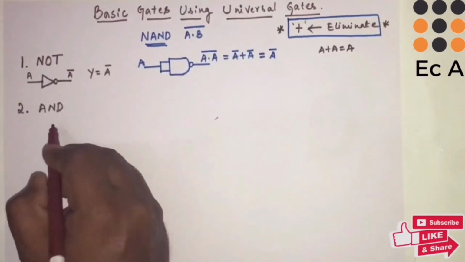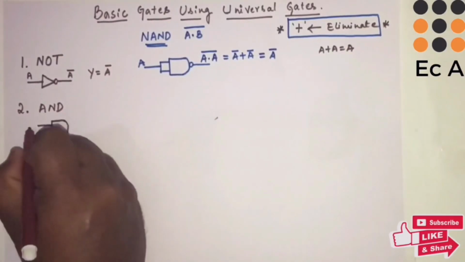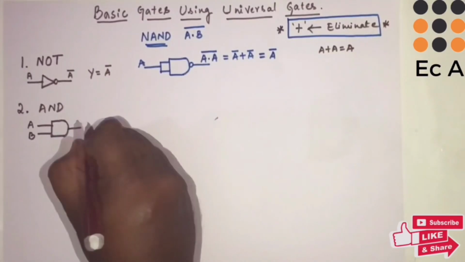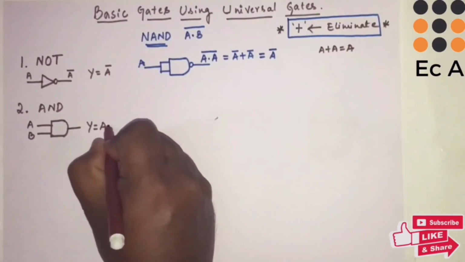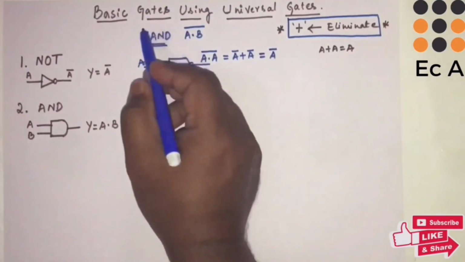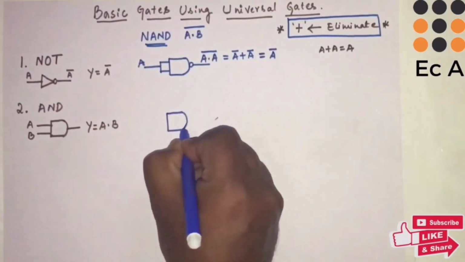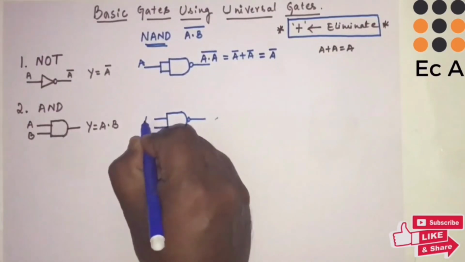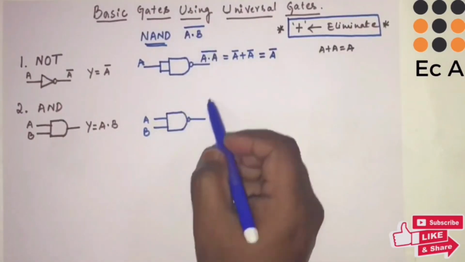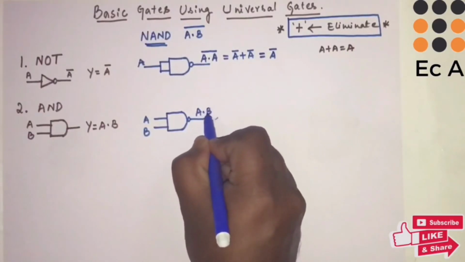Now let us take an AND gate. Let us write the symbol for AND gate. Inputs are A, B, and output will be Y is equal to A dot B. This expression we need to implement using only NAND gate. So let us take a NAND gate and write two inputs A, B. If the inputs are A and B, the output of NAND gate will be (A dot B) whole bar.